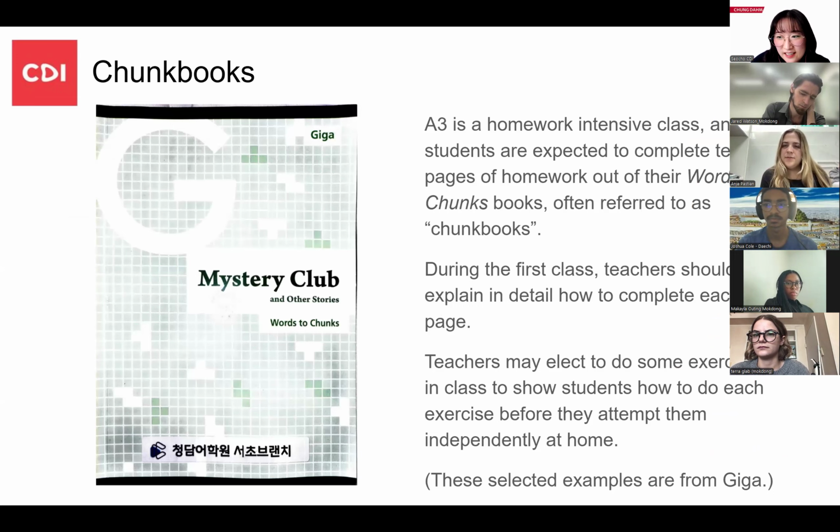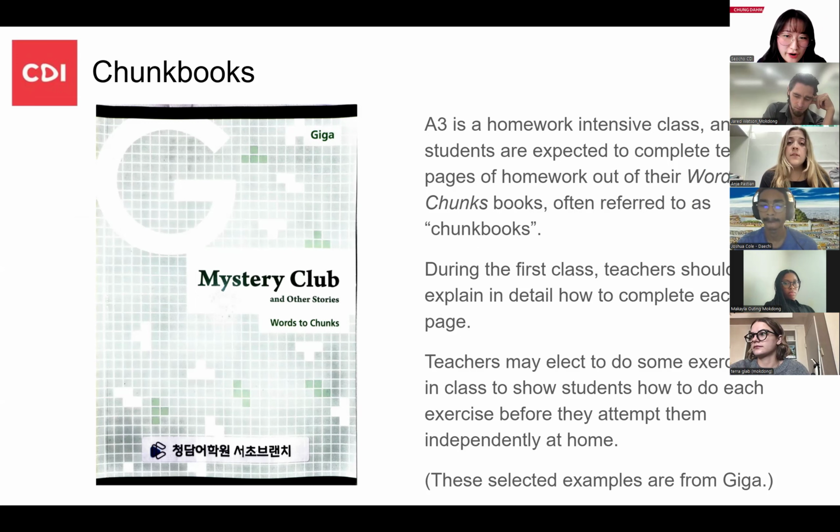Okay, so this is the chunk book that I've been referring to. All the selected examples from this presentation will be from the Giga level. A3 is a homework intensive class, and students need to complete about 10 pages of homework out of their Words to Chunks book, or we often refer to them as chunk books. There are a variety of activities in them, and during the first class, teachers should explain in detail how to complete each page of the chunk book.